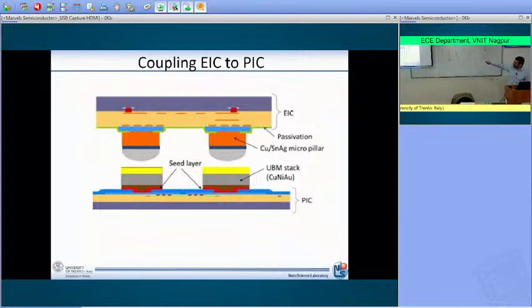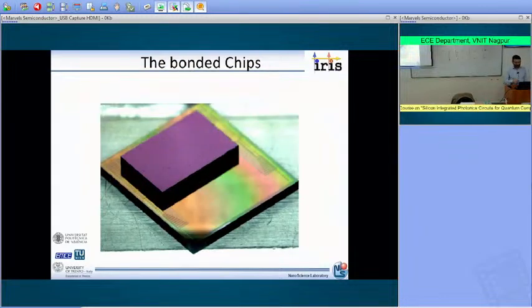And now the signal that is processed by the electronic integrated circuit can travel through this contact and reach the thermal heater or the photodiode. So this is the result of the bonding between the electronic integrated circuit and the photonic integrated circuit. So the bonding is quite effective, is quite compact.